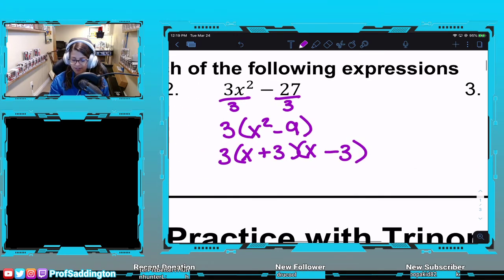I'll give you a second there. If you weren't able to print out these notes, no big deal. Just write it in a notebook or a separate sheet of paper. It's all good.